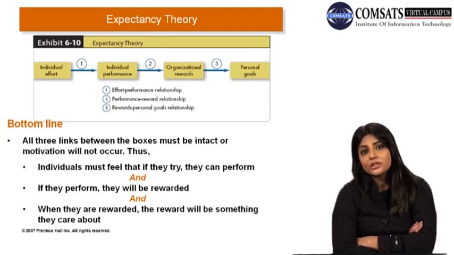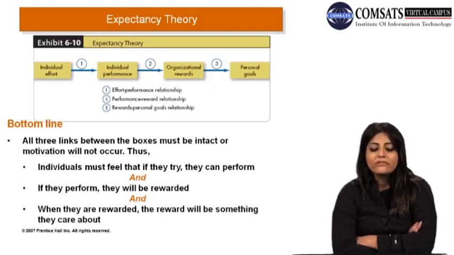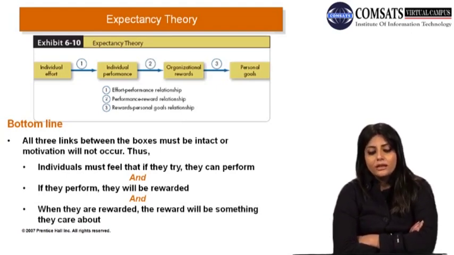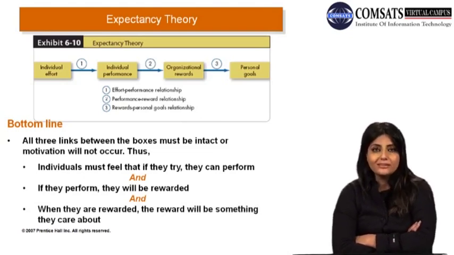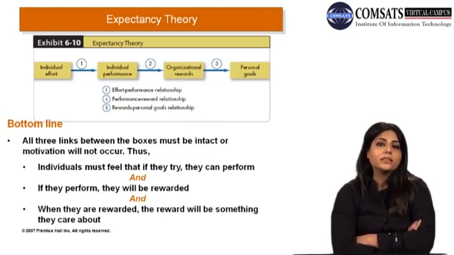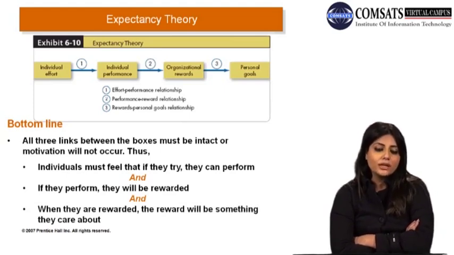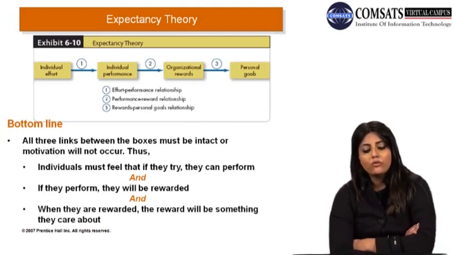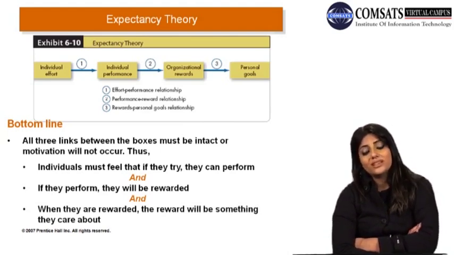That is the individual's expectation that if they put in some effort, their performance will improve. Second, they should have this expectation that if they perform well, they will be rewarded. That is the second expectation of the individual. And the next expectation is that when they are rewarded, the reward will be something they care about. So there are these 2 ends and these 3 links in this chain that need to be tied to each other, and if one of them is broken, then the theory won't work, or there won't be enough motivation for the individual to exert an effort.